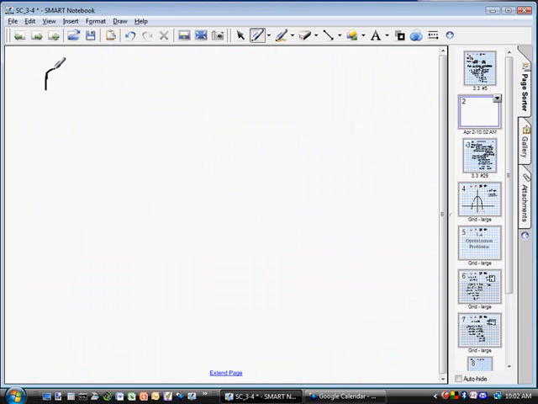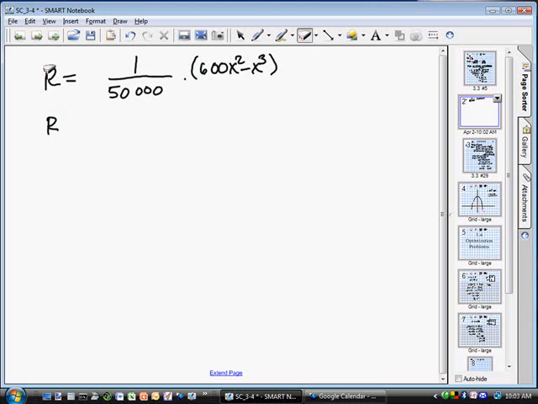So we've got the revenue equation: 1 over 50,000 multiplied by 600x squared minus x cubed. Okay, I guess they kind of set it up for you as a product, huh? So I suppose we could do it that way. And to make this just a bit more self-explanatory, let's call this R of x.